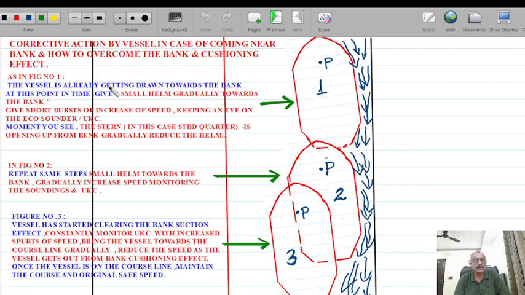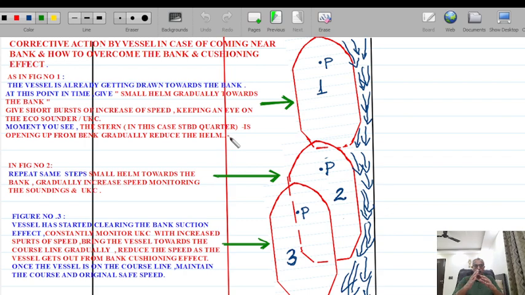So as the vessel is already getting drawn towards the bank, at this point in time give small helm gradually towards the bank, and give short bursts of increase of speed, keeping an eye on the echo sounder and the UKC. The moment you see the stern, in this case the starboard quarter, opening up from the bank, gradually reduce the helm.